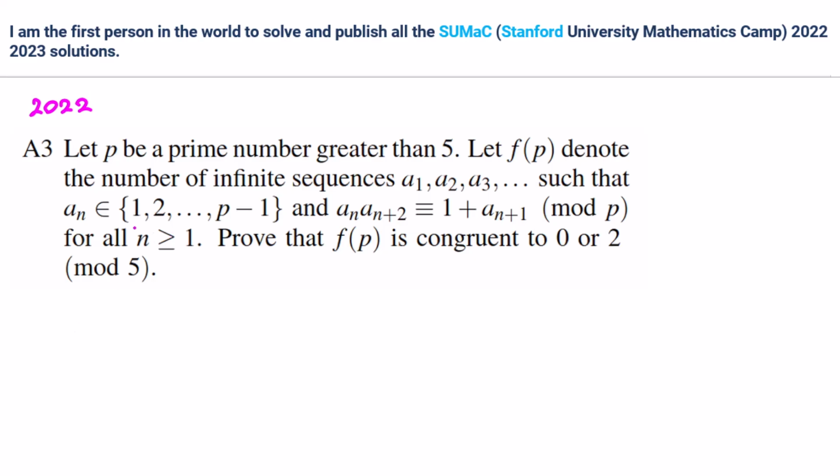Let me tell you something. Here, let's use a small example to understand the problem better, okay? P is greater than 5. So, for example, let's consider P is 7. And let's start from 1, because we should know A_n and A_{n+1}. So let's consider the first two elements are 1 and 1. It is A1, it is A2. If you plug in here, A3 would be what? Calculate A3.